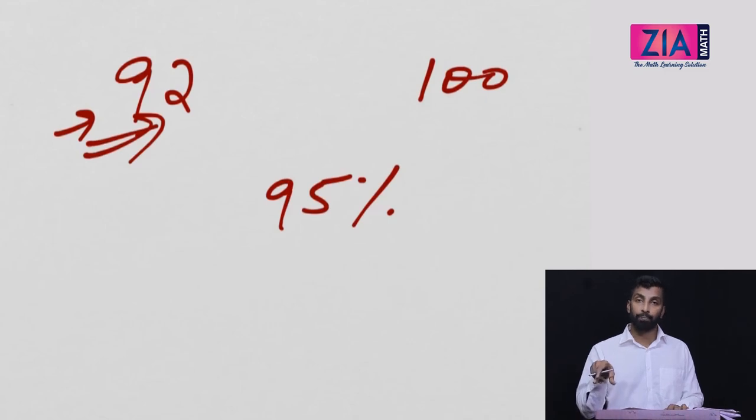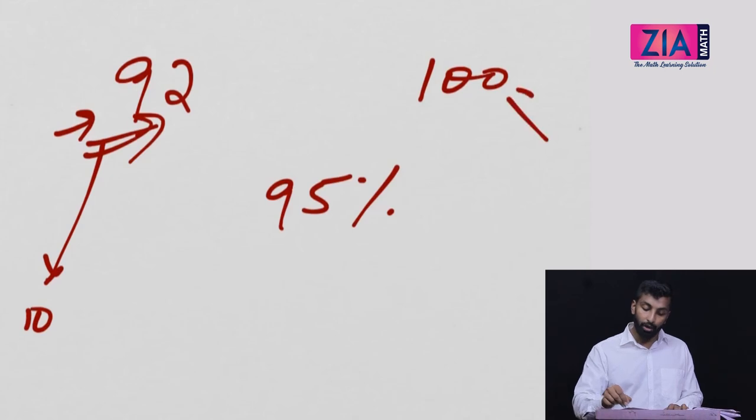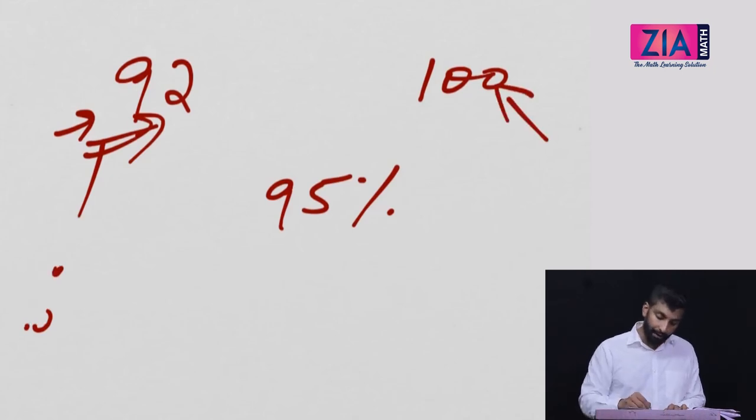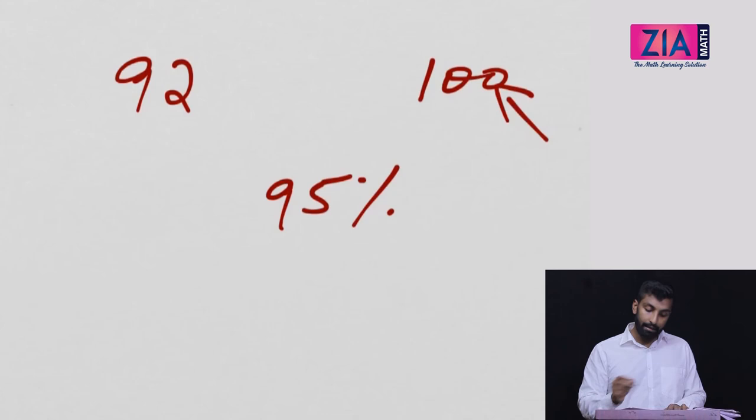So what should be the ratio? Or if this quantity is given as 10 liters, how much pure milk is required? We'll come to that, but before that let's find out the ratio. What should be the ratio? So what is the condition?